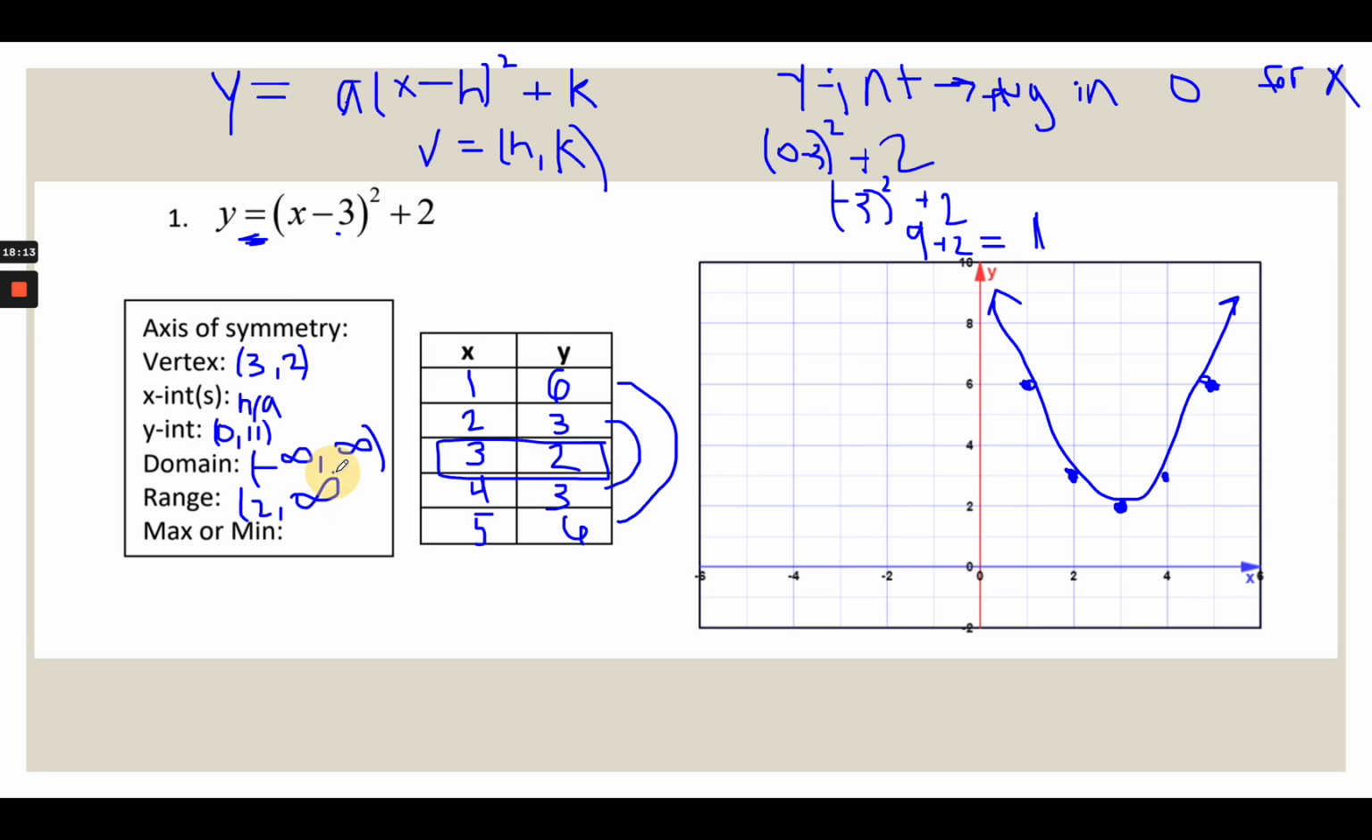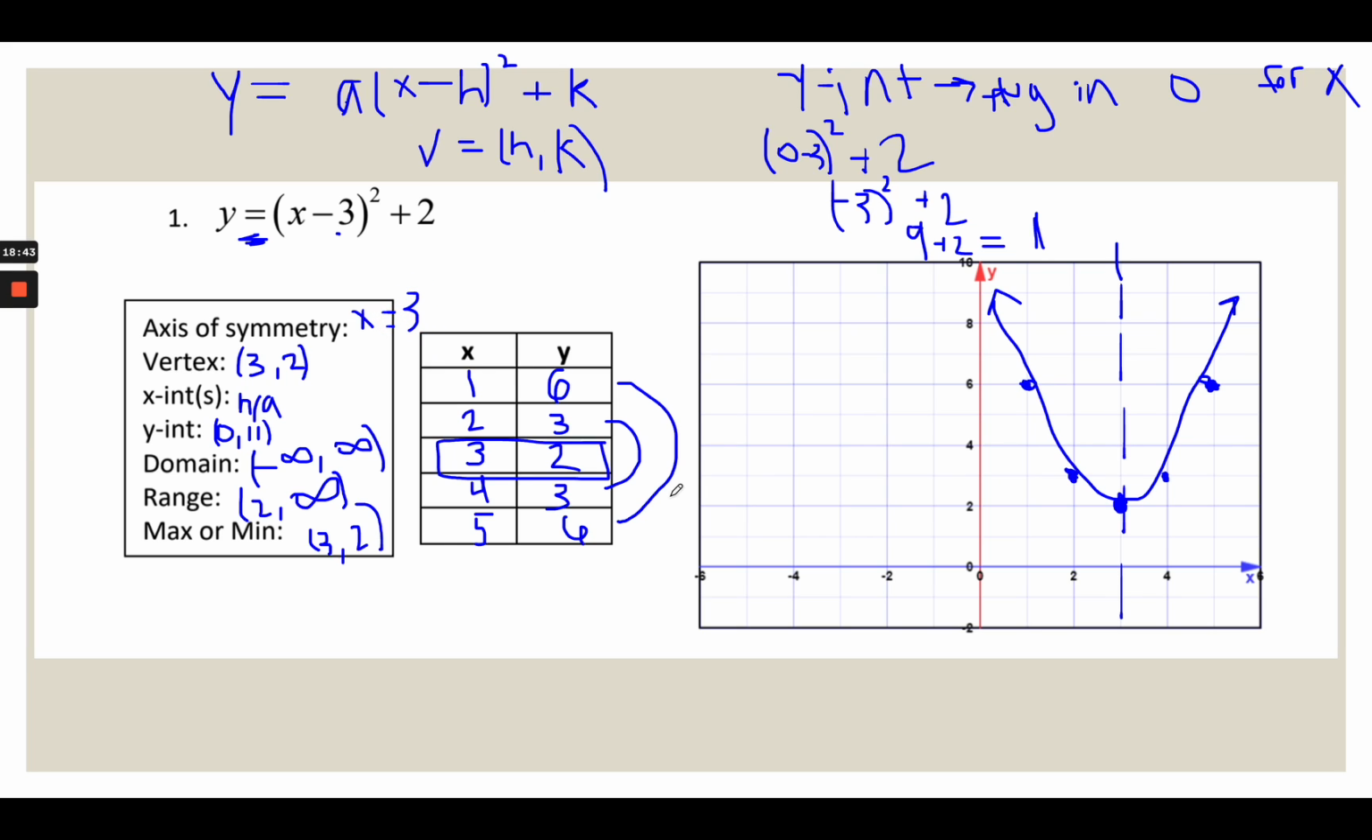So, does this have a maximum point or a minimum point? Well, it looks like a minimum, right? Because there's nothing that's lower than this point. So our minimum point is 3, 2, which matches our vertex. Hint, hint. Okay, and our axis of symmetry comes down the middle here. So that is the line x equals 3.